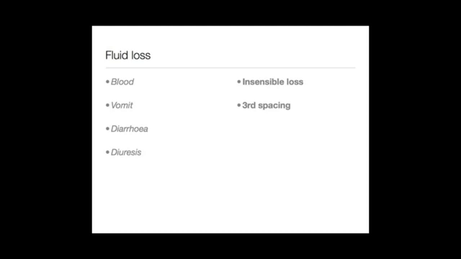So areas where fluid can be lost are obvious areas such as hemorrhage, vomiting, diarrhea, or indeed diuresis. Other areas which are maybe not quite as obvious are the insensible losses that we've already mentioned, such as with a tachypnea, or indeed in sepsis with a pyrexia and sweating through the skin, as Ed mentioned earlier. There's also third space losses, such as in pancreatitis or in bowel obstruction.